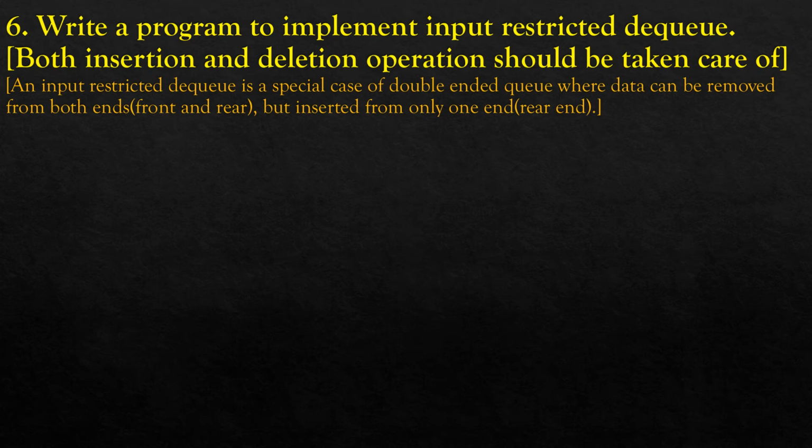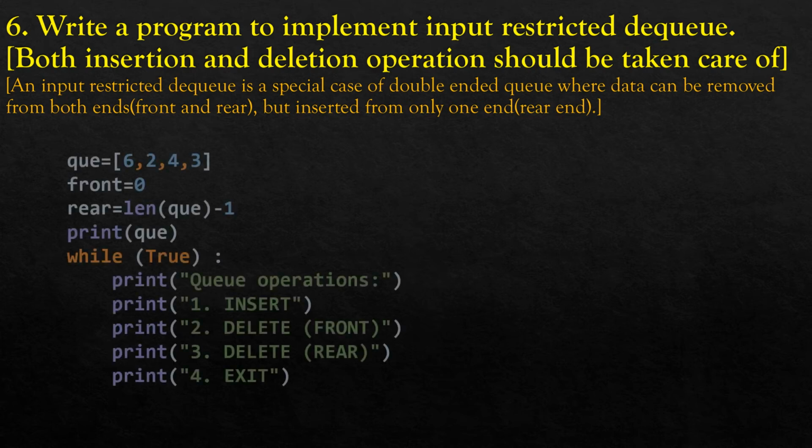Now question number 6, write a program to implement input restricted dequeue. Both insertion and deletion operations should be taken care of. An input restricted dequeue, as you know, is a special case of double-ended queue where data can be removed from both ends, front and rear end, but can be inserted from only one end, that is the rear end. So we have to take care of that while writing the program.